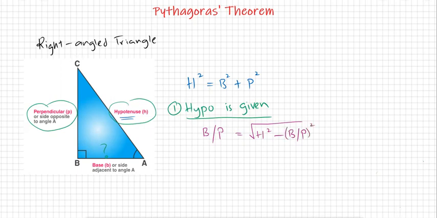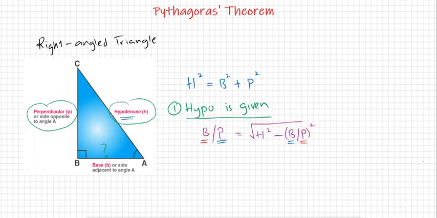For example, if you are finding the base, it is missing, so inside the square root you will be using the perpendicular. And if perpendicular is not given, then you are going to insert the base. So you are going to do the opposite. If you are finding the base, you will subtract perpendicular from the hypotenuse. If you are finding the perpendicular, you will subtract base from the hypotenuse. So this is one easy way to find out the missing side.